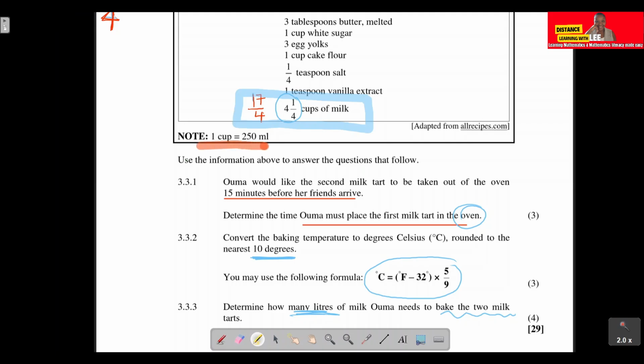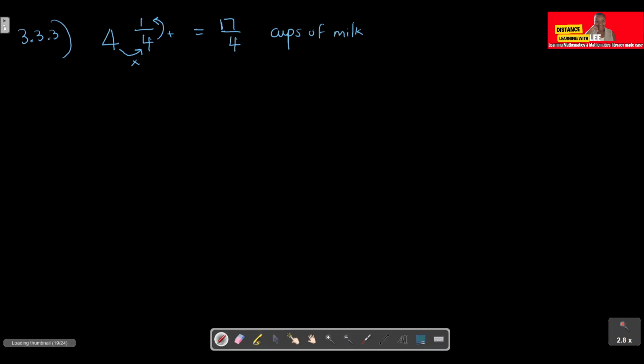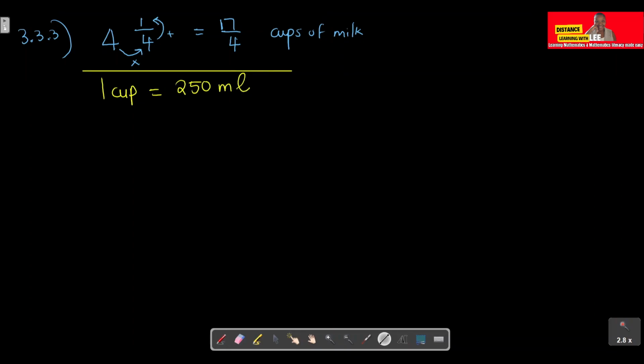We're told that 1 cup is equal to 250 milliliters. So we're going to use that to help us convert these cups of milk into milliliters. Once we've converted the cups to milliliters, we will be able to convert the milliliters to liters. Let's write that down. We are told that 1 cup is equal to 250 milliliters. That's the equation we're going to use to convert these cups into milliliters.